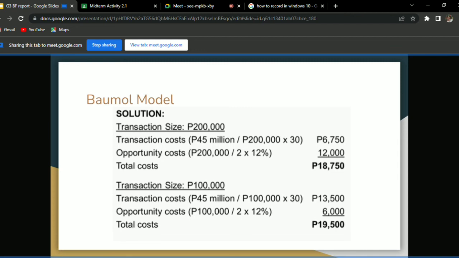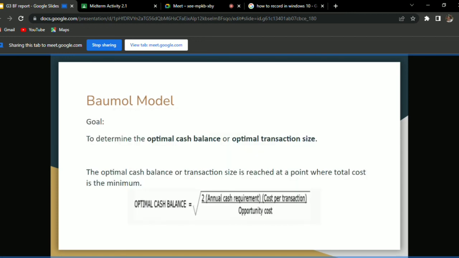Diri ka sa transaction cost, madaku. Mas dako noon siya og total cost. Imong opportunity cost, 100,000 divided by 2 times 12%, 6,000. Mas gamay lagi siya og opportunity cost pero ang transaction cost kay dako man, kay kadaghan man ka magkuha ug mag-convert og money, so dako pud ang transaction cost. So ang total cost nimo kay 19,500. Diri na mosud si Baumol model.